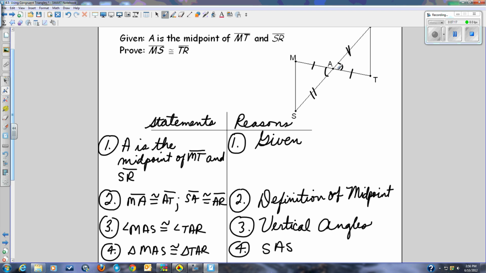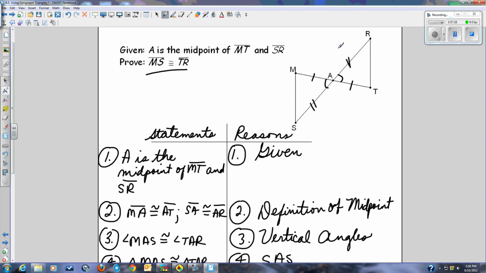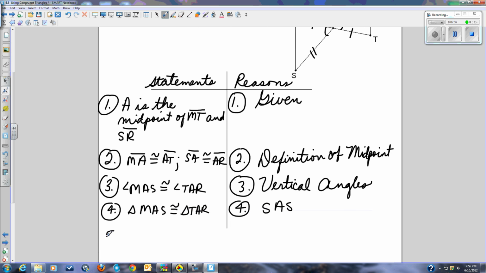Now, if the triangles are congruent, the corresponding sides have to be congruent. So that means what we're trying to prove, MS has to be congruent to TR. So let's write that down. So MS must be congruent to TR. And the reason is corresponding parts of congruent triangles are congruent. So that's our CPCTC. If the triangles are congruent, the corresponding parts are congruent. We're just abbreviating it.